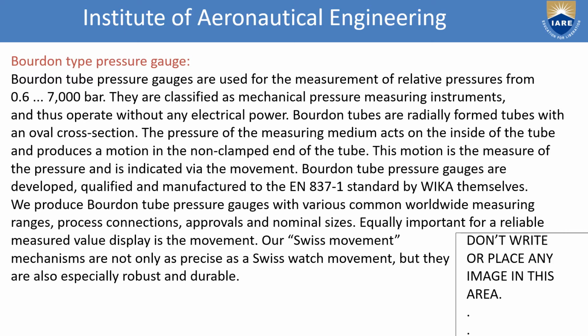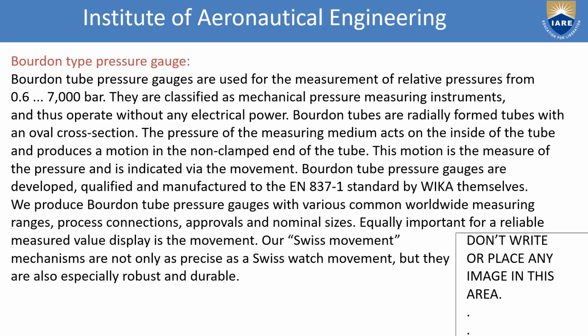Bourdon tube pressure gauges are used for the measurement of relative pressures from 0.6 to 7000 bar. They are classified as mechanical pressure measuring instruments and thus operate without any electrical power. Bourdon tubes are radially formed tubes with an oval cross section. The pressure of the measuring medium acts on the inside of the tube and produces a motion in the non-clamped end of the tube. This motion is the measure of the pressure and is indicated via the movement.